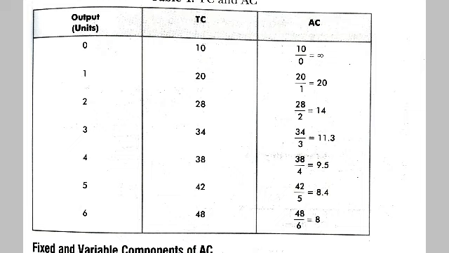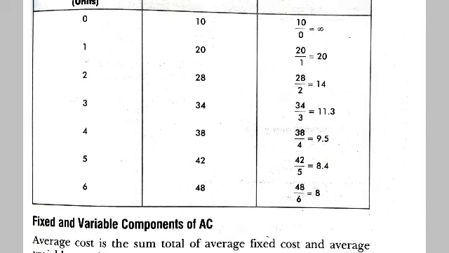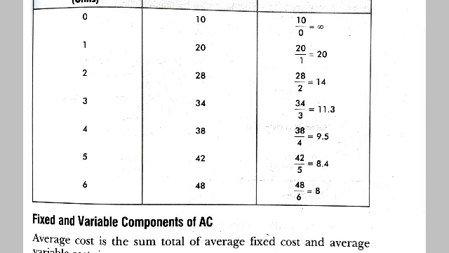Now when we are producing 3 units of the output, our total cost is 34. 34 divided by 3 is equal to 11.3. When we are producing 4 units of the output, total cost is 38. 38 divided by 4 is equal to 9.5. You can see that the average cost is continuously coming down. Now when we are producing 5 units of the output, total cost is 48. 48 divided by 5 is equal to 8.4. And when we are producing 6 units of the output, 48 divided by 6 is equal to 8.